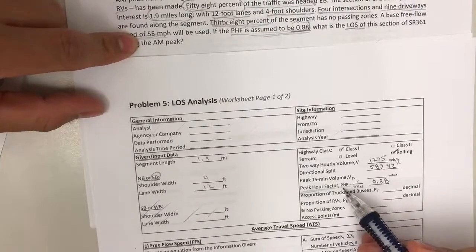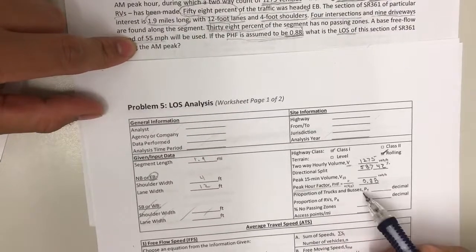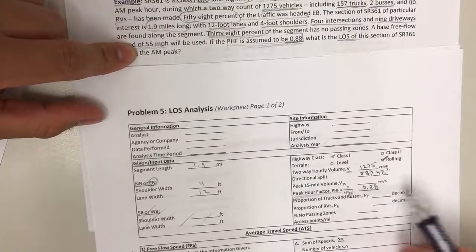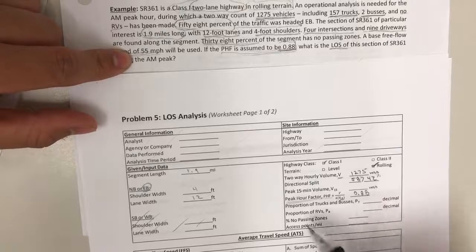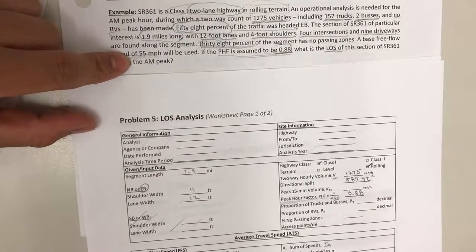Now that we have the peak hour factor, we can see that we have a volume and the V15 goes here, and we could solve for that. But in this case, we won't need the volume at 15, so we'll just skip over it.